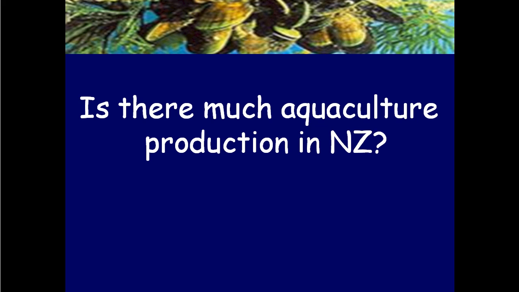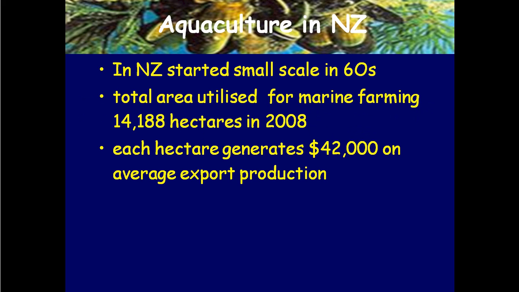Is there much aquaculture production in New Zealand? Okay, in New Zealand, it started small scale in the 60s, and has grown mostly through the mussel farming. The total area utilized in 2008 was 14,188 hectares, and each hectare generates $42,000 on average on export production. That was 2008 figures, so it's probably going up a fair amount since then, in 5 years.